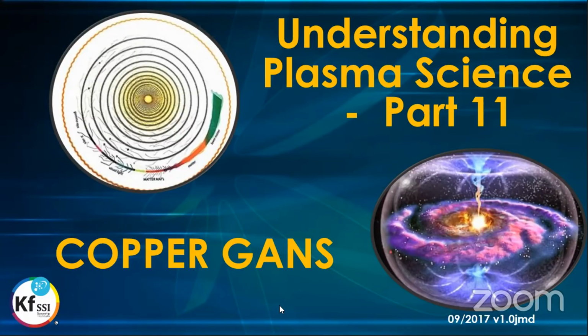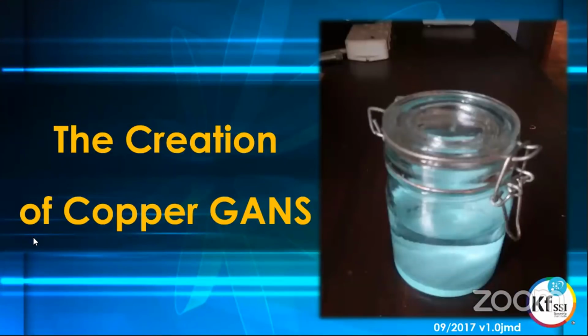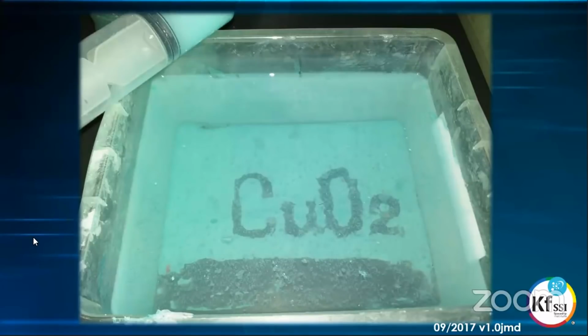Okay, so we're going to do the last of the GANSes, of the four main GANSes, and that's the copper GANS, and it is the easier of all of them. Okay, so here's a wonderful image that Sandor sent through to me. So here's a good way to start off with what your copper oxide GANS is going to look like, the color. Nice blue, green, turquoise color.